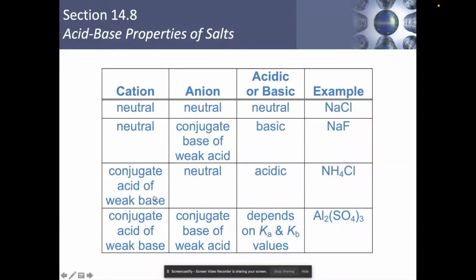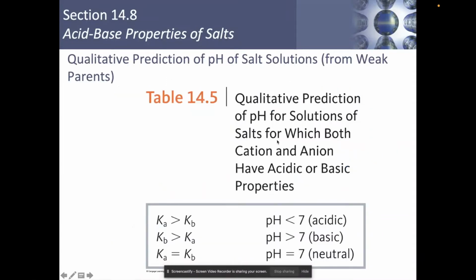And then what if you have a mixture of a conjugate acid of a weak base and a conjugate base of a weak acid? Then it really depends on your Ka and Kb values, so you'd have to figure it out. So let's take a look at the qualitative predictions of pH of solutions. If the Ka is greater than the Kb, that means you're going to have an acidic solution. If the Kb is greater than the Ka, then the pH is going to be basic. If the Ka and the Kb are equal, then that would mean 7.